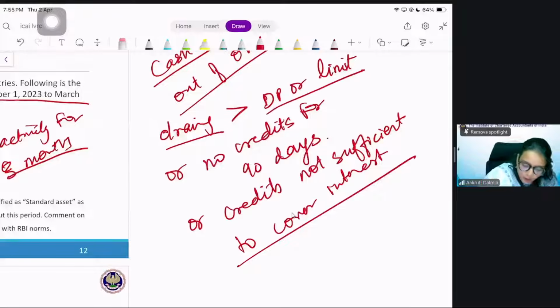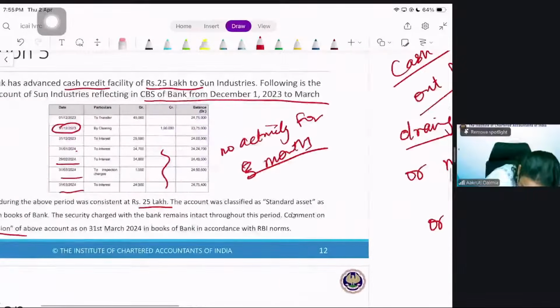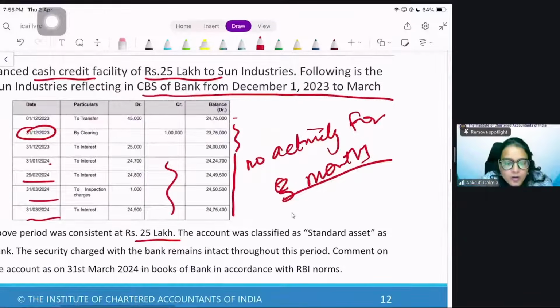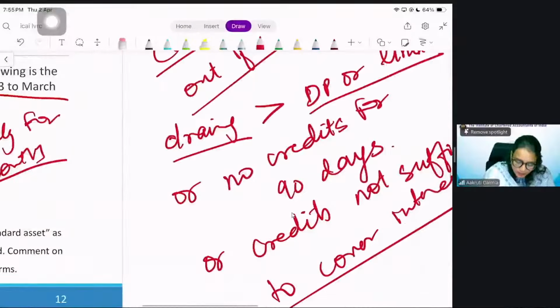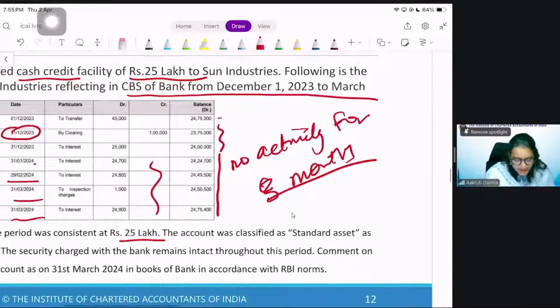Drawing is more than the drawing power or the limit. Is it more than drawing power or limit? Is it crossing 25 lakhs on any day? No. So the first point is out. No credit for 90 days. Is there no credit for 90 days? Yes. That is the problem.